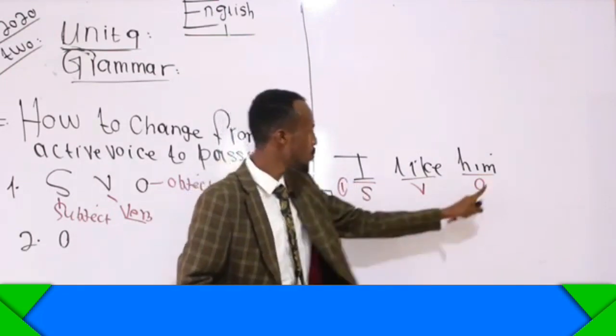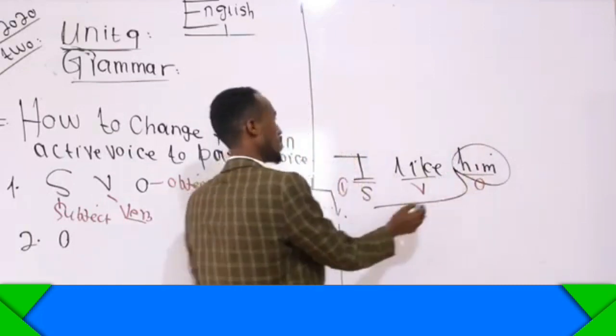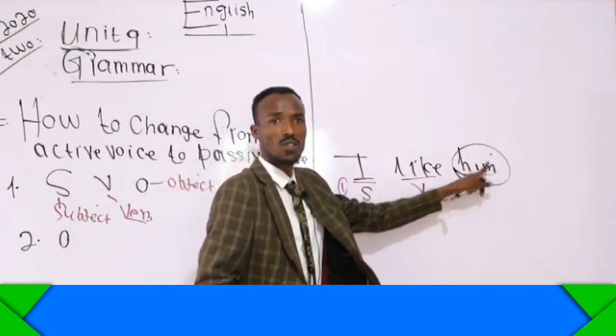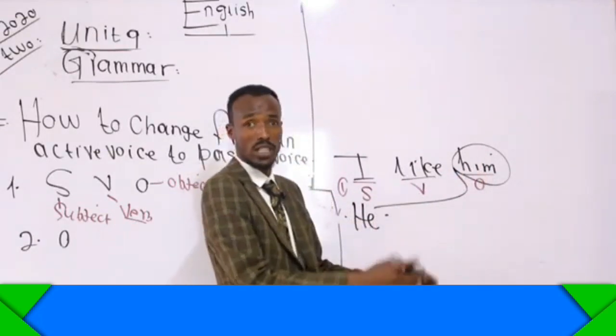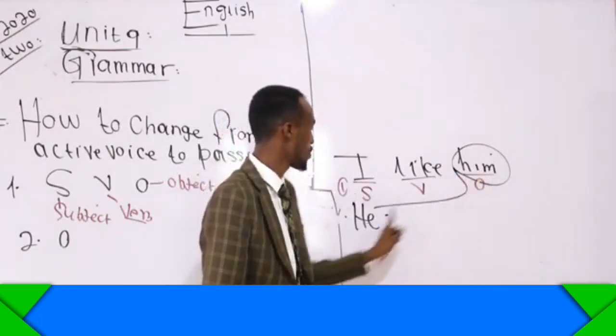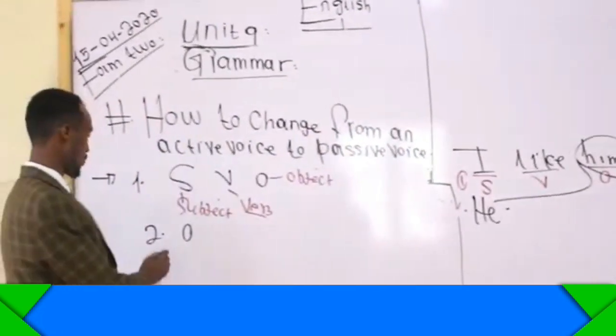Number 2, you have to begin with the object, and that object becomes what? Subject. Him, tell me, the subject form of him is he. Previously I told you this. So him becomes he. So that's step number 2.